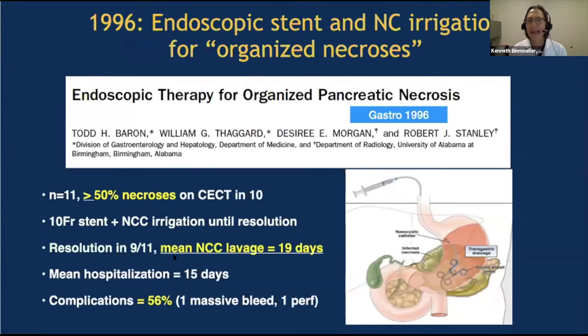However, the mean duration of nasocystic catheter lavage was 19 days. So that's over 2 weeks just undergoing NCC irrigation. The mean hospitalization was 15 days.